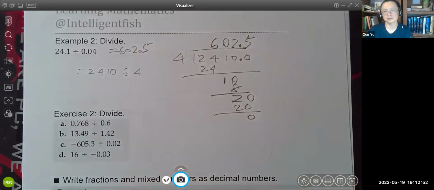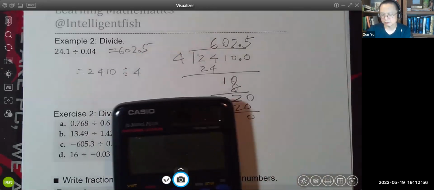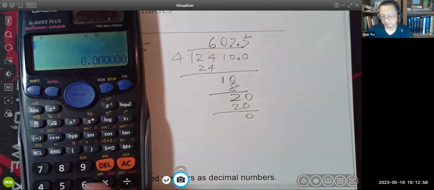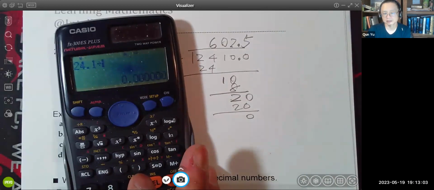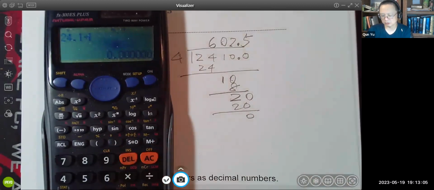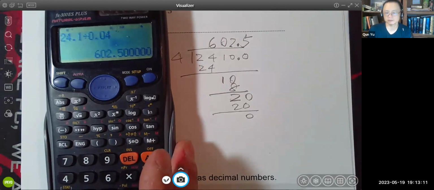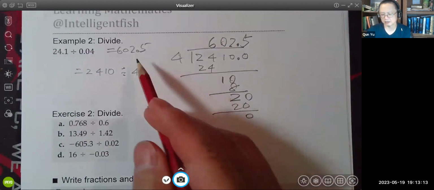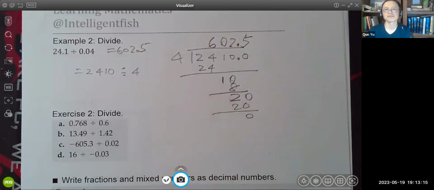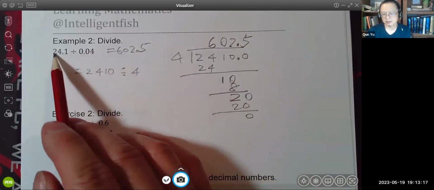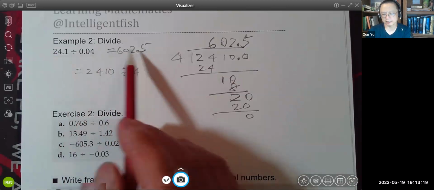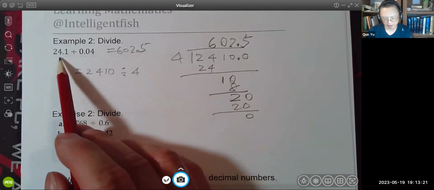That's our final answer. Now let's verify it using the calculator. 24.1 divided by 0.04 equals 602.5. Say 602.5. That means there are 602.5 0.04s in this.